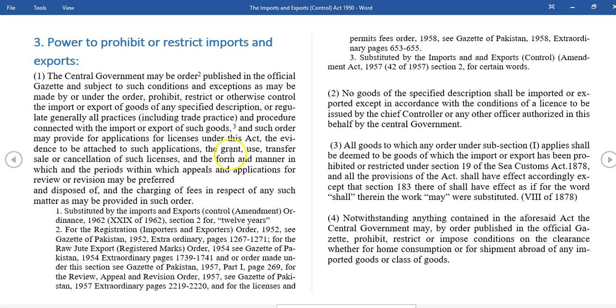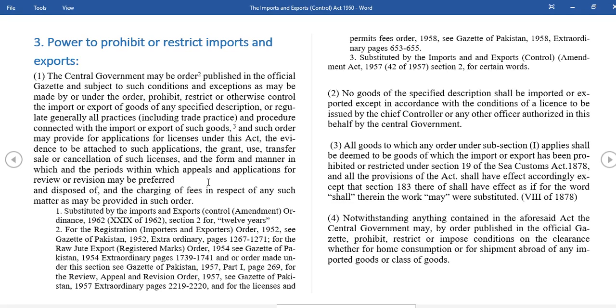The summary of this section is that the government also requires private exporters and importers to apply to the government for licenses for importing and exporting.